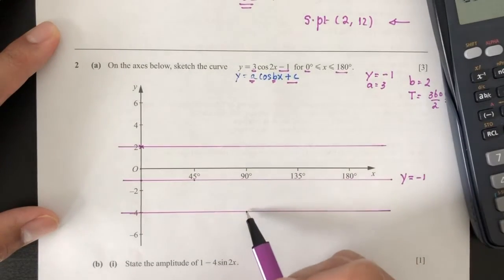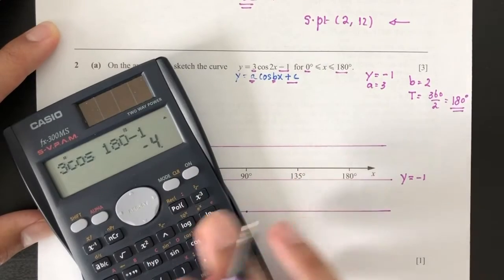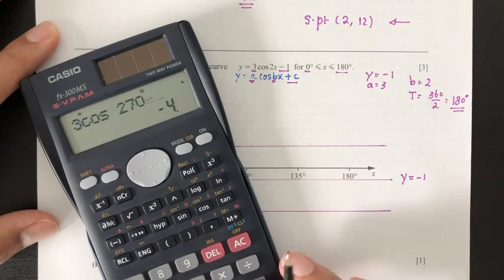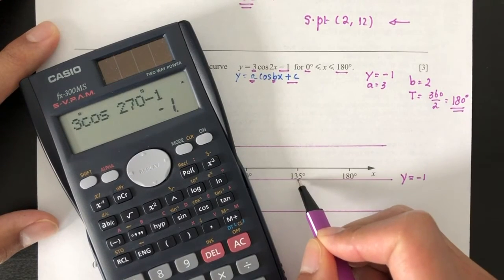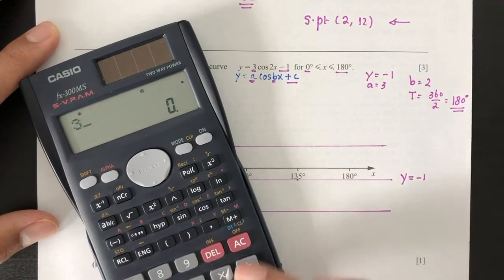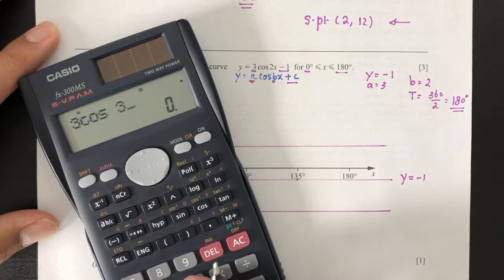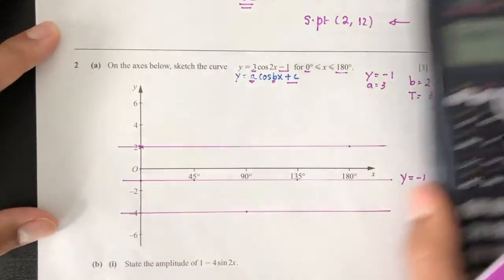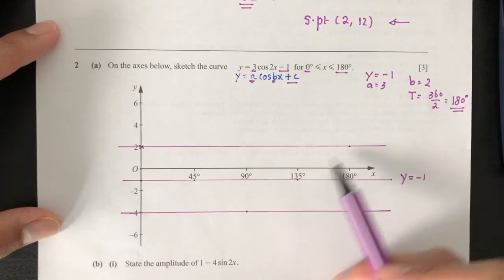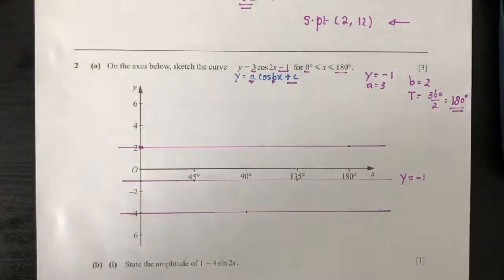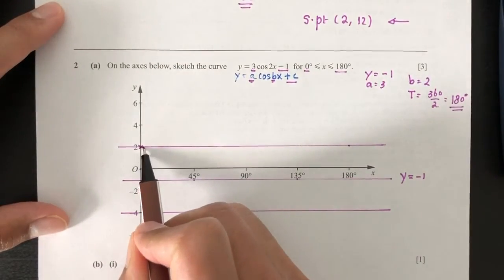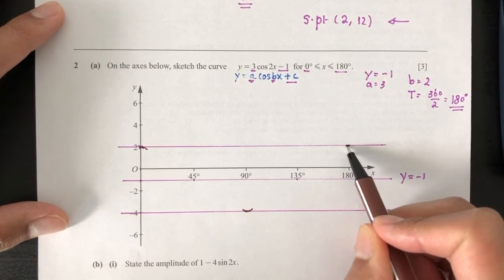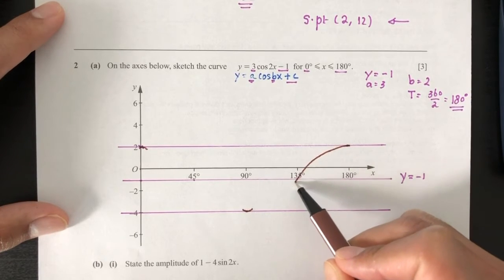So 90, minus 4. Now for 135, 2 times 135 is 270. That will be 3 cos of 270 minus 1. That should be minus 1. Now 180, 3 cos of 2 times 180, that will be 360, minus 1. That will be 2. 2 will be right here. So as you can see, your curve is between those two lines. So let's join them by using a smooth curve. So here will be your max, min, and max. It should be like that. So when you go here, change direction.